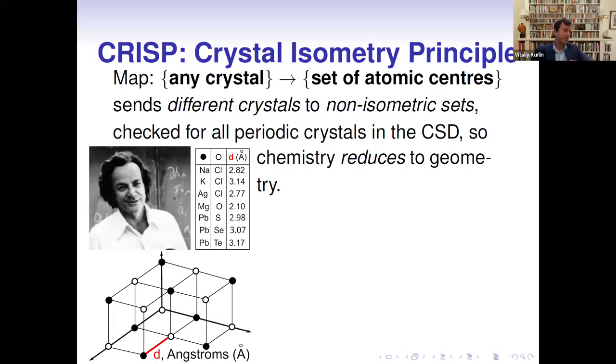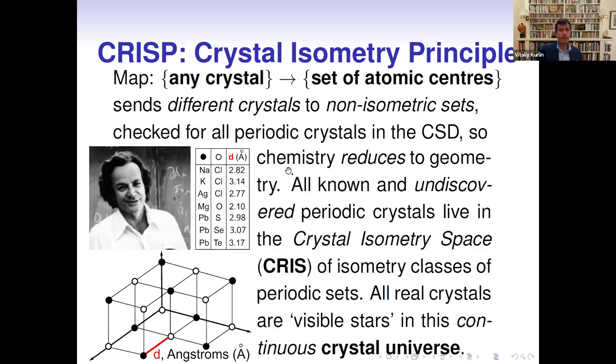So let me finish with the crystal isometry principle on a positive note. Our experiment on the Cambridge Structural Database, which we are now extending to other datasets, mapped any periodic crystal to the set of atomic centers. And what we have found, after forgetting these trivial duplicates obtained simply by atomic replacement, is that really different crystals mapped to non-isometric, so also different, periodic point sets modulo isometry. So, roughly speaking, we lose no information when we take only atomic centers. Theoretically, there is no obstacle to go back from the set of atomic centers to a crystal.